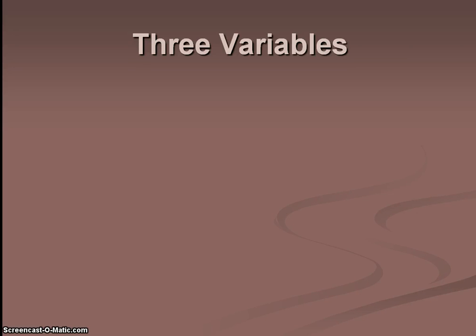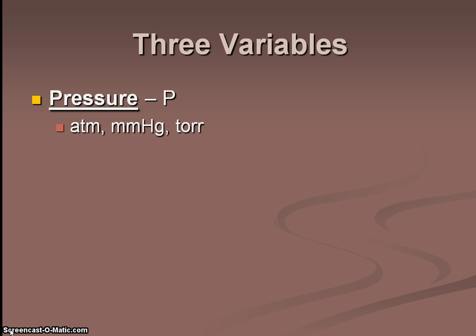Yesterday we talked about some of the variables related with different states of matter, and today we're going to compare those variables. So let's just review real quick the three that we're going to talk about. The first one is pressure, and the symbol for pressure in the equations will be just a P. And there's a whole lot of units for pressure, but the main three that you'll see for this chapter is going to be ATM, which stands for atmospheres, millimeters of mercury, and torr.